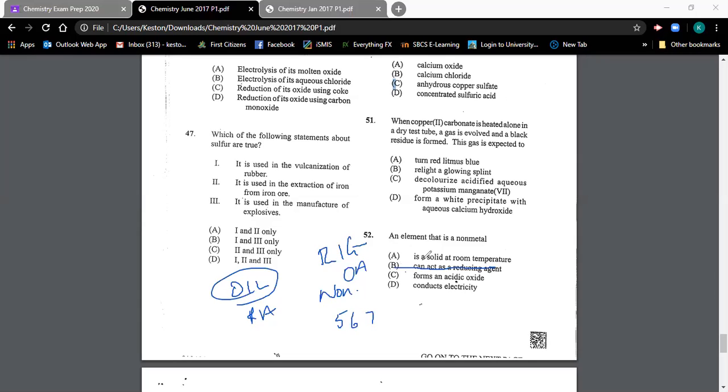So that eliminates this one. Solid at room temperature is also wrong. They don't conduct electricity. So yes, we will go with C, acidic oxide. Everybody okay with that? Nice. Moving on.